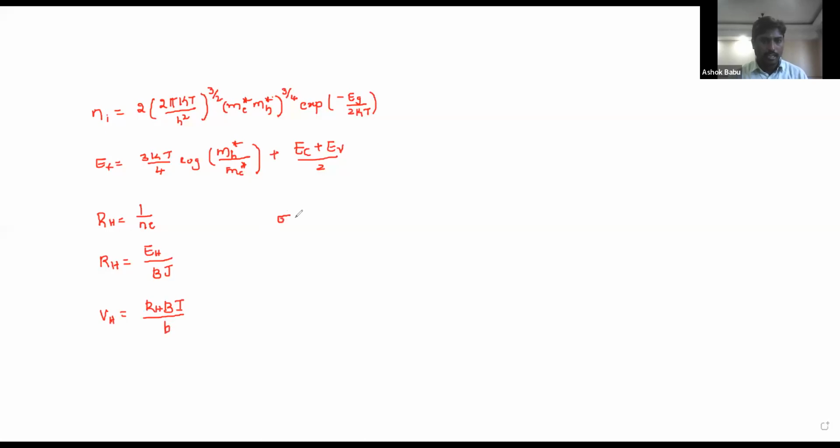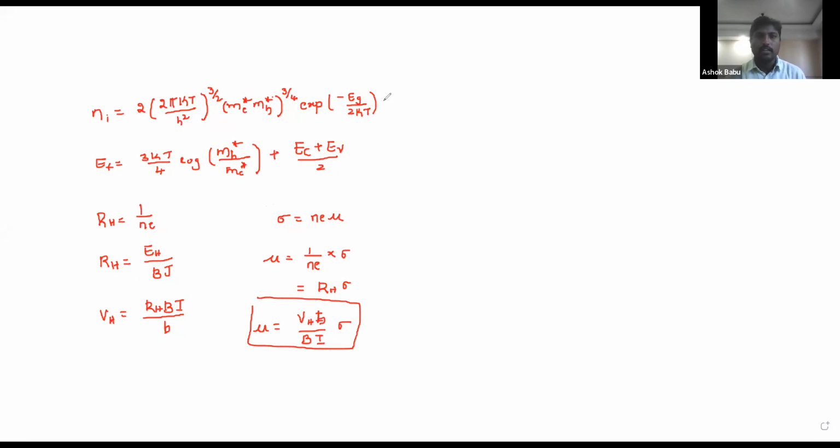And the electrical conductivity sigma equals n into e into mu. From that, mobility mu equals 1 by ne into sigma, but 1 by ne is nothing but RH. So mu equals RH into sigma. All of you try to note down these formulas or take a screenshot. One more formula for mu: substituting RH equals VH into b by B into I, mu equals VH into b divided by B into I into sigma. These are some formulas which we use to solve the problems from module 2.